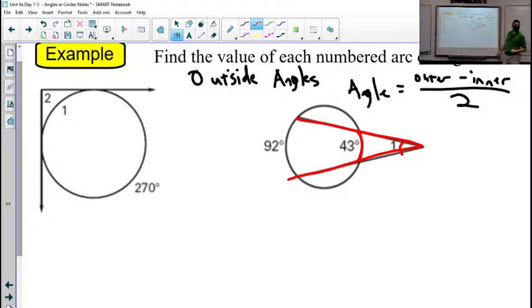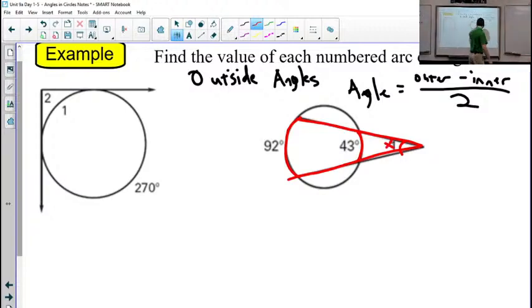So this is my inner arc. I know it's the inner arc because it's the one that's closer to the angle. It's also the smaller one. So the inner arc closer to the angle. The outer arc is the one that's farther away from the angle. So here's my outer, here's my inner. Outer's the one that's farther away, inner's the one that's closer.